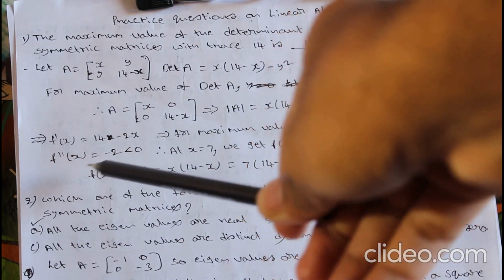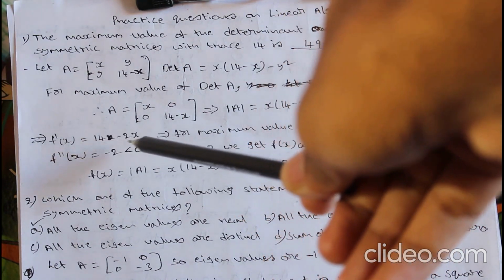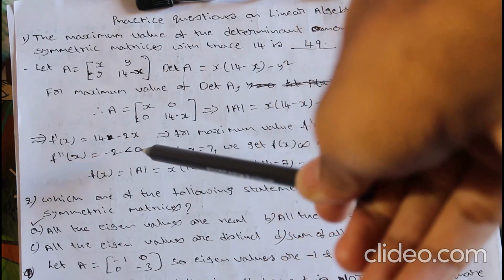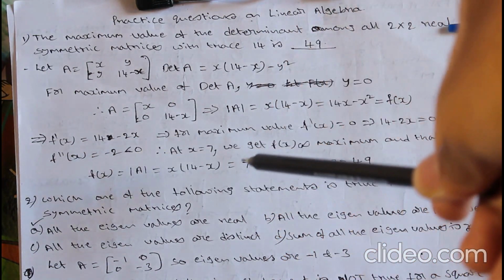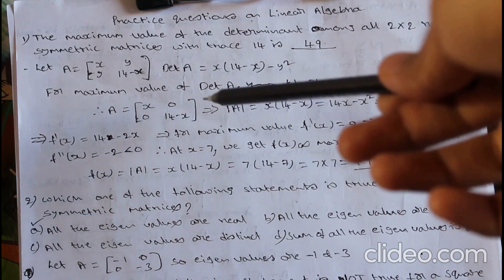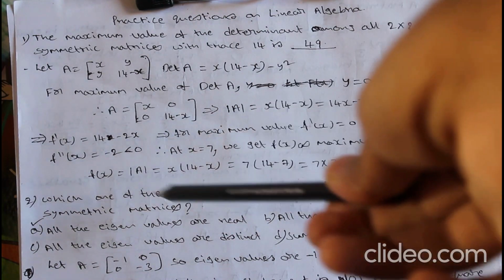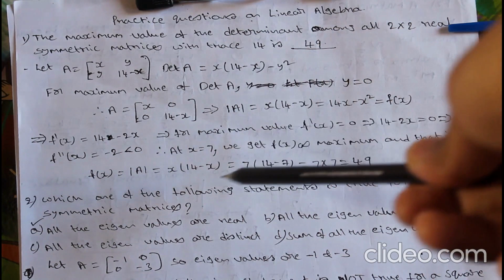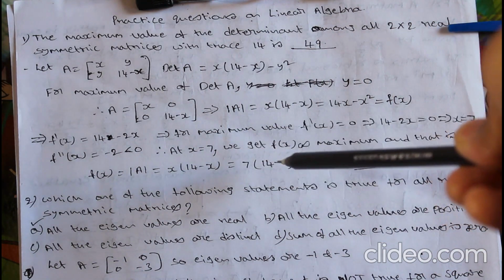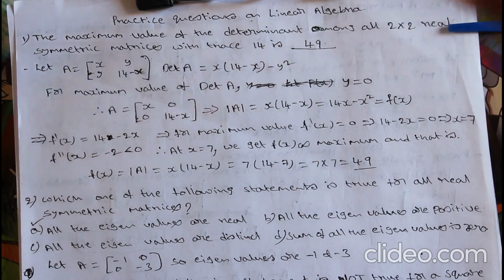14 is a constant, so this becomes 0, and minus 2x becomes minus 2. So it is less than 0. So at x is equal to 7, f of x will be maximum. So substitute the x value in the determinant, that is the maximum value. At x is equal to 7, determinant of A is equal to 7 into 14 minus 7. So 14 minus 7 becomes 7, and 7 into 7 is 49. So that is the answer, 49.